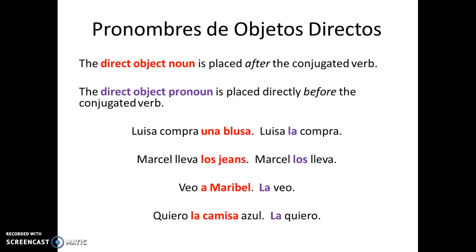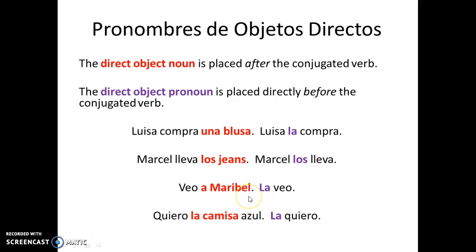Now that you know what the direct object pronouns are, me, te, lo, la, nos, os, los, and las, you need to know where to put them in a sentence when you're writing or speaking in Spanish. As a general rule, the direct object noun is placed after the conjugated verb. Look here to see. Luisa compra una blusa. Una blusa is the direct object noun. It is after the conjugated verb compra. Marcel lleva los jeans. Los jeans is the direct object noun. It is after the conjugated verb lleva.